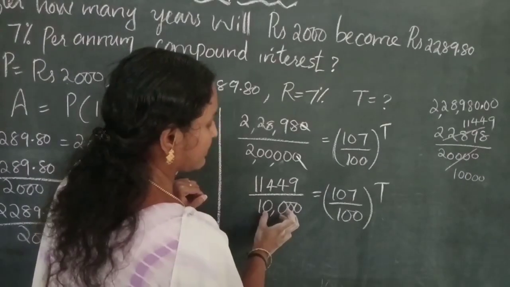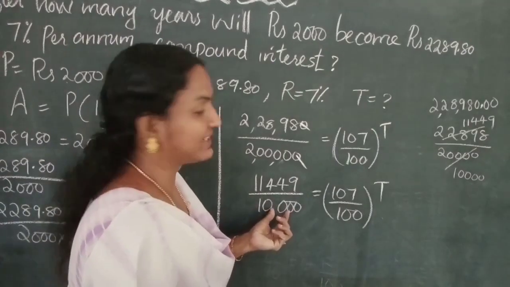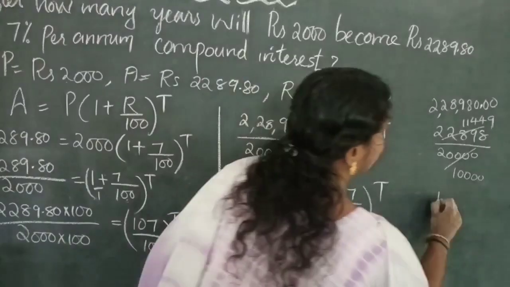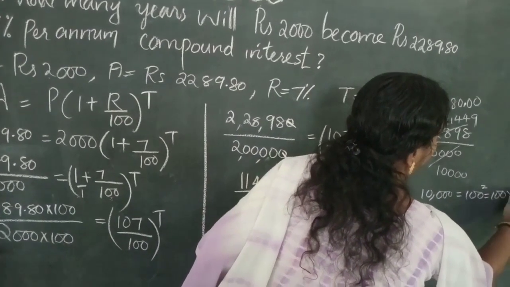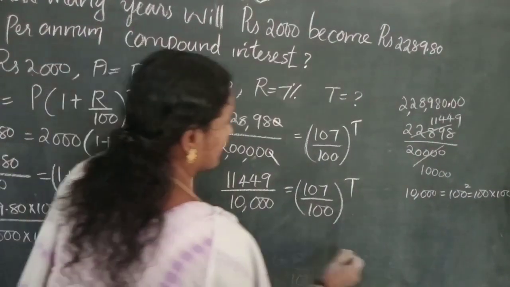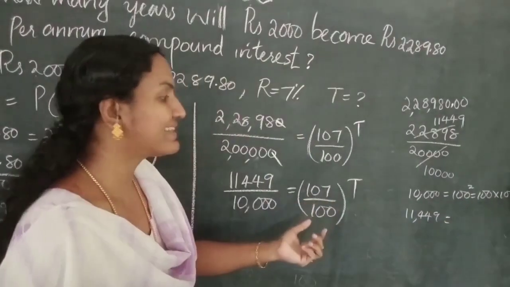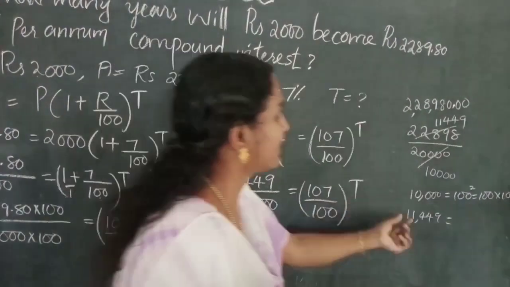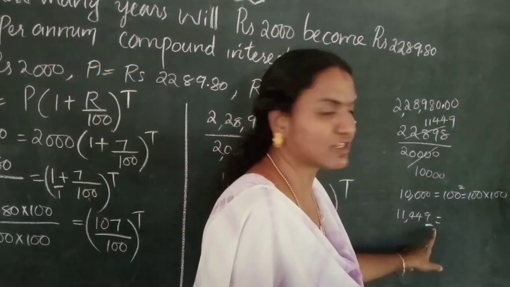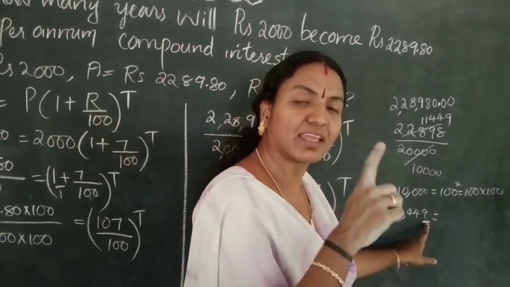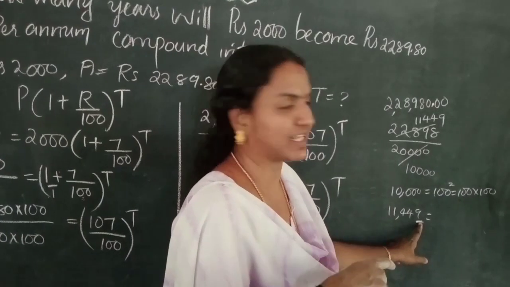Here 10,000 can be written as 100 square. That means 100 into 100 is 10,000. So 11,449 can be written as a square. Here 11,449, the ones place is 9. So the square root will be 3 or 7. 3 square is 9 and 7 square is 49.